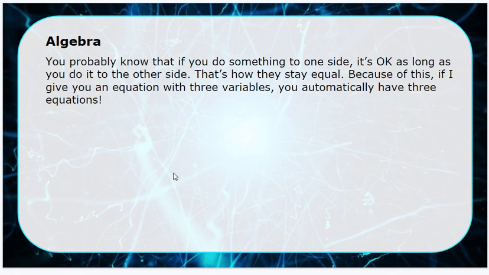All right. Equations. You probably know that if you do something to one side of an equation, that's okay, as long as you do it to the other side. An equation means that both sides are equal. Both sides are balanced. So if you do something to one side, it's not going to be balanced unless you do it to the other side as well. And so because of this, if I give you an equation with 3 variables, you automatically have 3 equations.